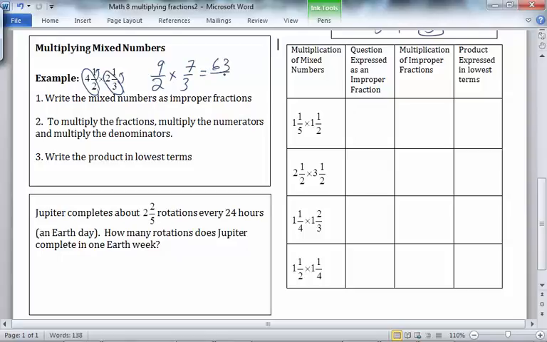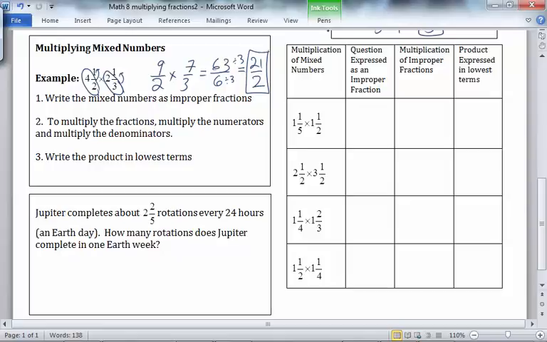Right? And then 2 times 3 is 6. And then hopefully I can reduce that fraction. Both of them are probably divisible by 3. Right? 3 goes into the bottom, 3 goes into the top. 21 over 2. And it looks like I'm pretty close to being done.